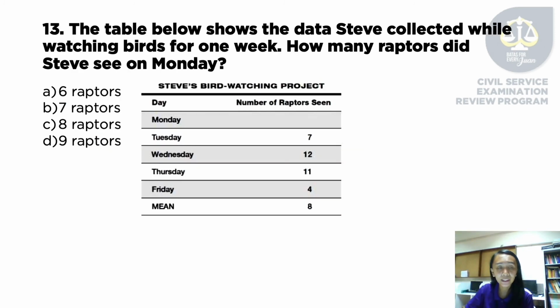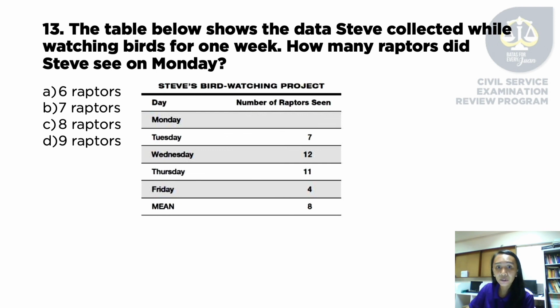Okay, question number 13. The table below shows the data Steve collected while watching birds for 1 week. How many raptors did Steve see on Monday? As we can see, this table has the different days: Monday, Tuesday, Wednesday, Thursday, Friday, and meron yung mean, dito sa pinakadulong column. Dito sa number of raptors seen, blank po yung Monday, so yun yung ating hahanapin. So, how do we get the answer for this? Ang meron lang tayo na detail is mean, pero alam din natin na yung number natin ng days ay 5.